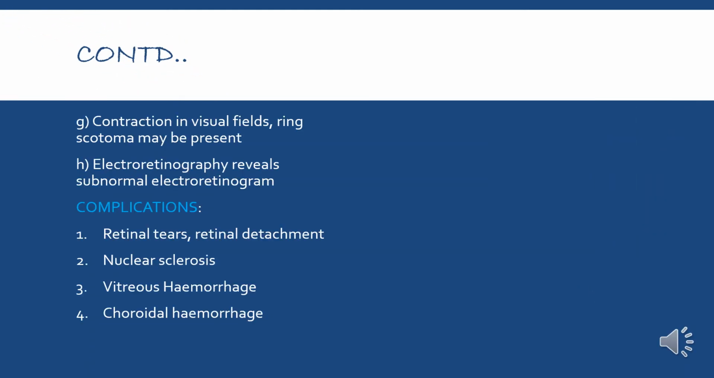Other signs that we can see are contraction in the visual fields. And electroretinography reveals subnormal electroretinogram. Complications related to pathological myopia are retinal tears, retinal detachment, nuclear sclerosis, vitreous hemorrhage, choroidal hemorrhage, primary open angle glaucoma, and complicated cataract.